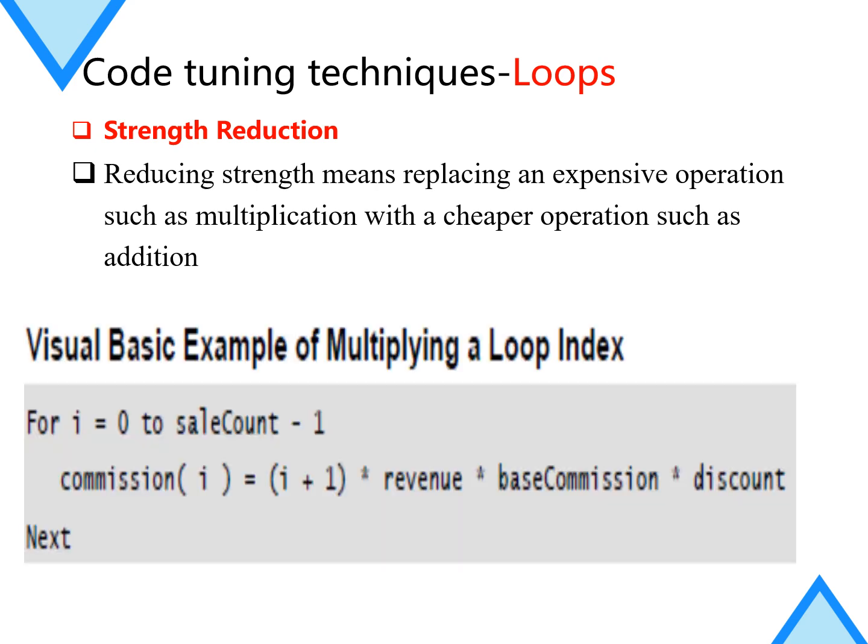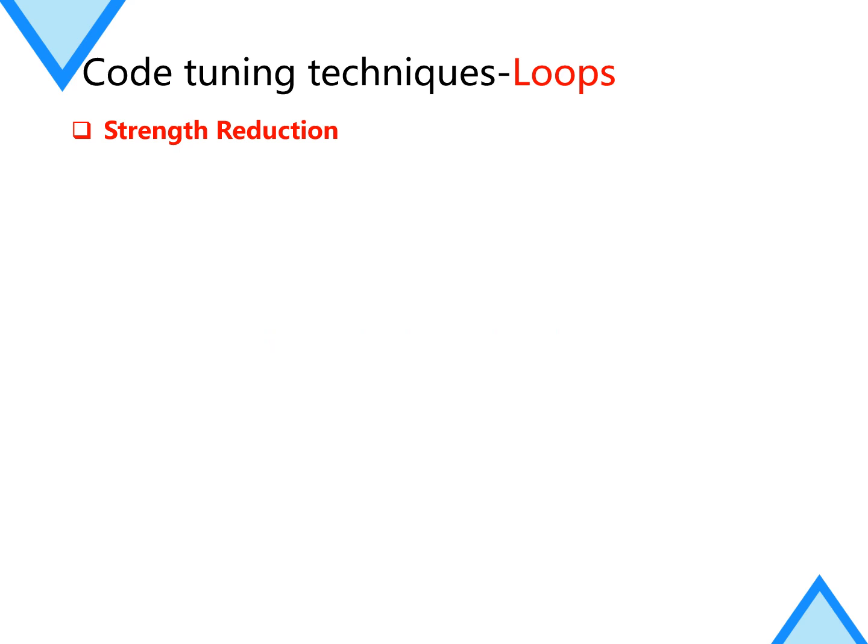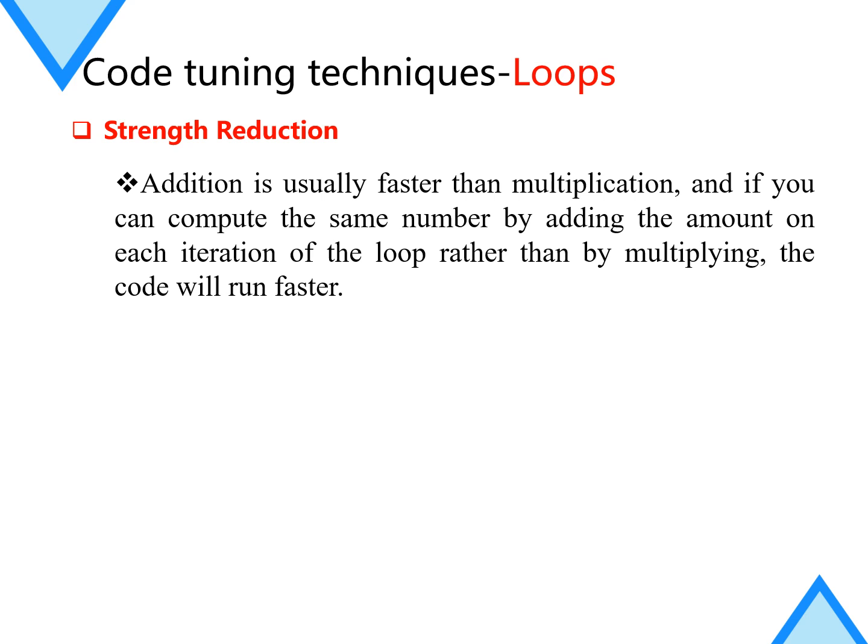This is a very simple example in Visual Basic in which we have a multiplication of different variables. So following the rule of strength reduction, addition is usually faster than multiplication, and if you can compute the same number by adding the amount on each iteration of the loop rather than by multiplying, the code will run faster. If you have a loop and you have such a condition, then it will execute many times, so you should convert multiplication to addition.